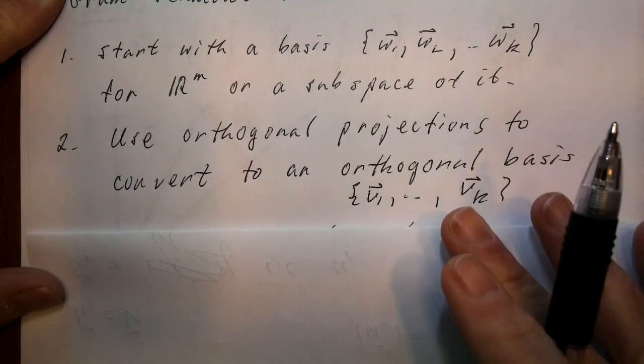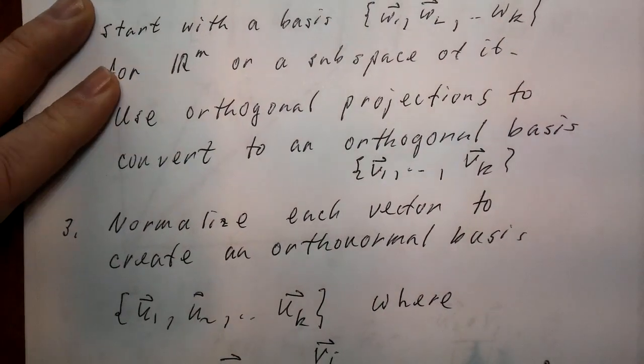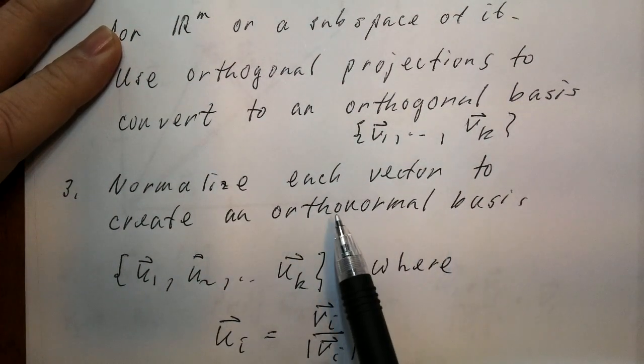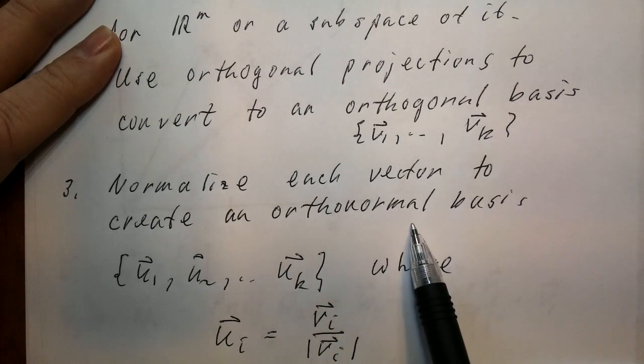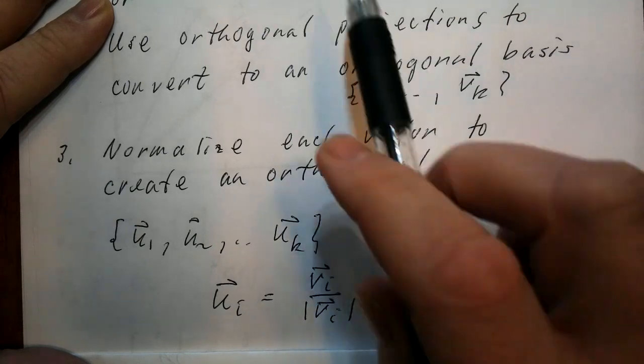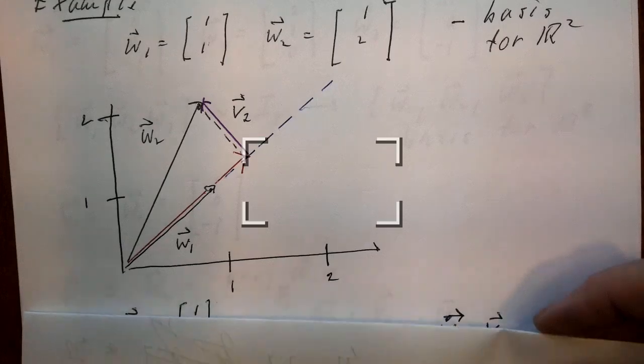And if we want to, we can then divide each of these vectors, V1 up through VK, which are all orthogonal to one another, by its length and create what we call an orthonormal basis. An orthonormal basis is a basis where the vectors are orthogonal to one another and each has length 1. So the goal of the next few minutes is to discuss how to perform this process.